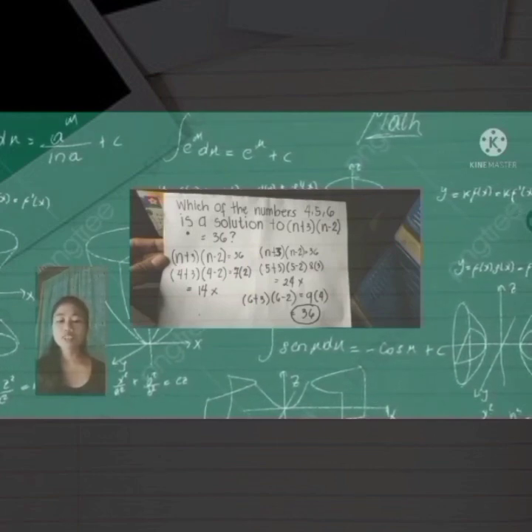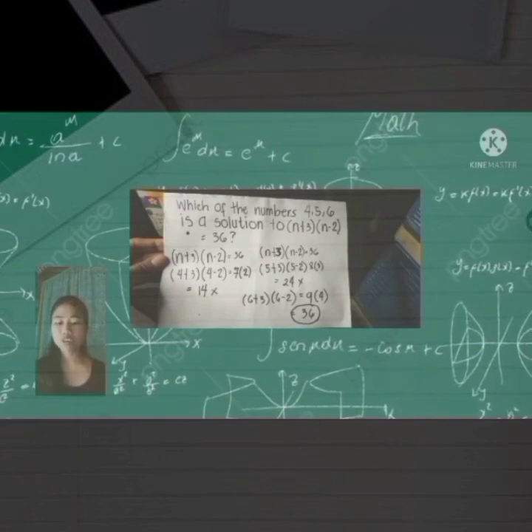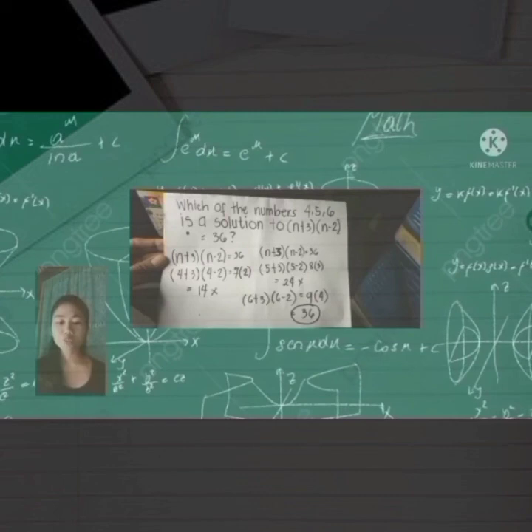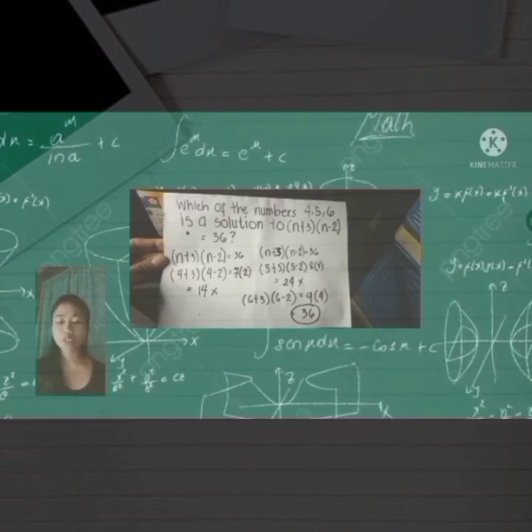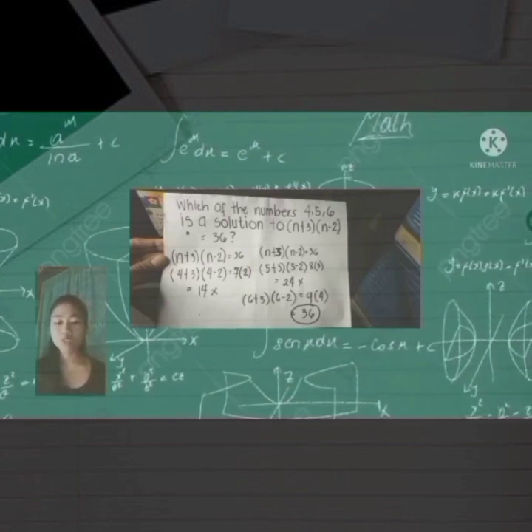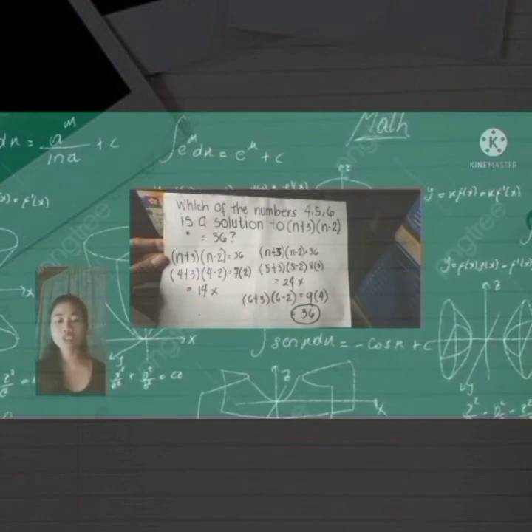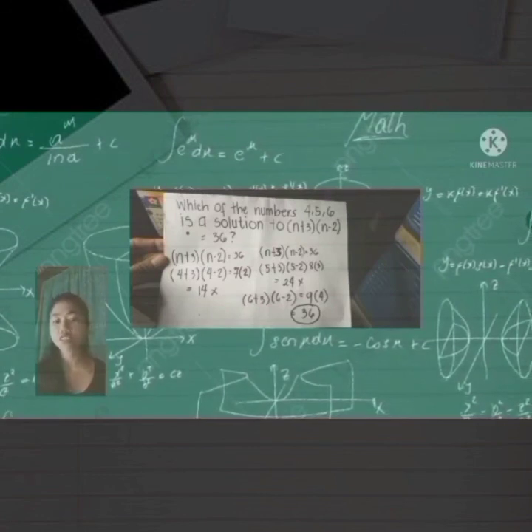So, let's use the number 4. So, 4 plus 3 times 4 minus 2 is equals to 4 plus 3 is equals to 7. 4 minus 2 is equals to 2. So, 7 times 2 is equals to 14. So, hindi na po siya kasi hindi siya 36.